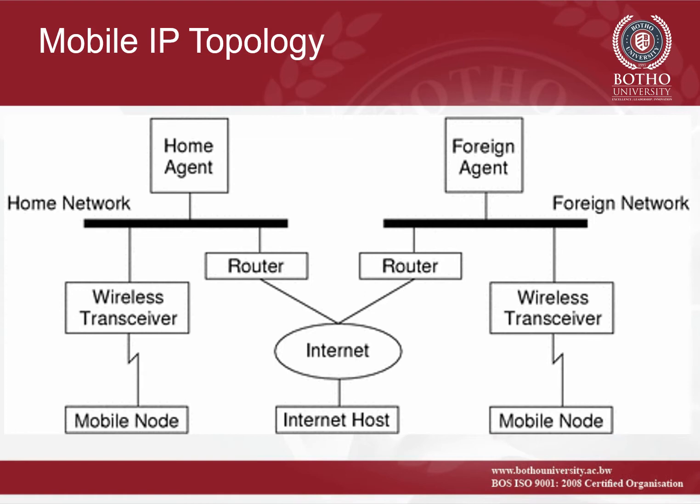And step number 5, datagrams from the mobile node to the internet host are sent using normal IP routing procedures. If the mobile node is on a foreign network, the packets are delivered to the foreign agent. The foreign agent forwards the datagram to the internet host.